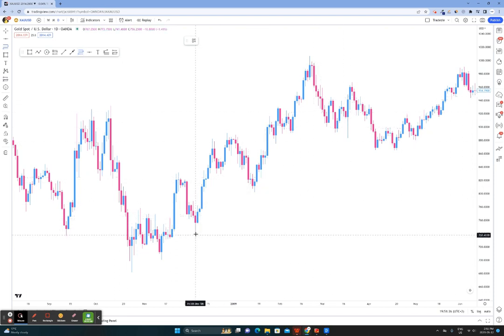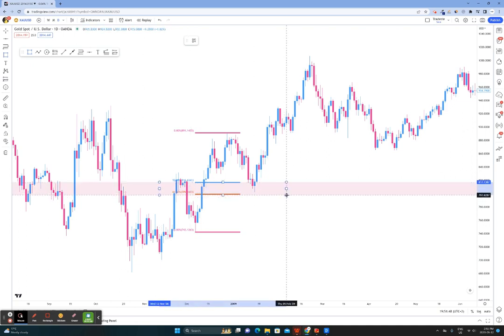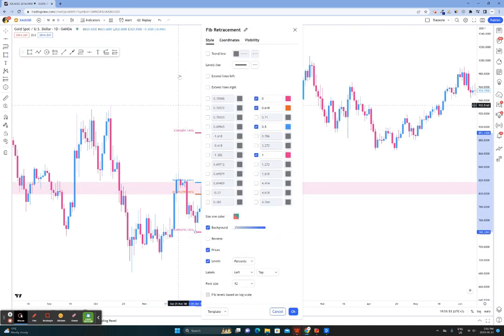But what we're doing is, again, drawing from your swing low points. This is our swing low, our swing high, our swing low, our swing high. And then you're going to box in. When I say box in, all I mean is taking your rectangle tool and putting it between the 50 and 61.8.